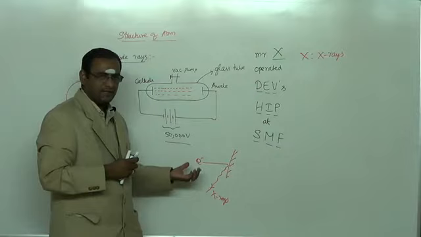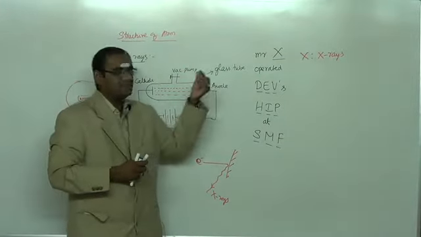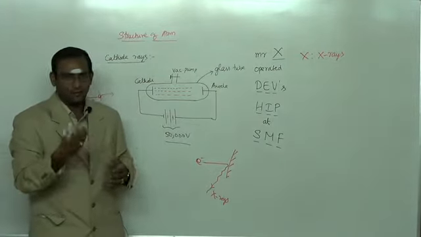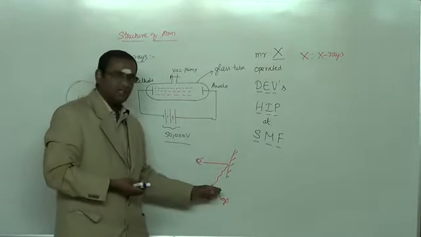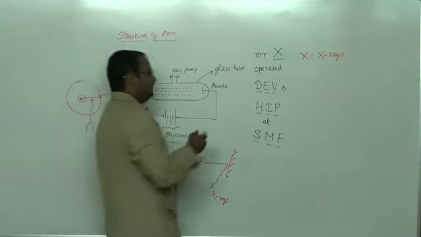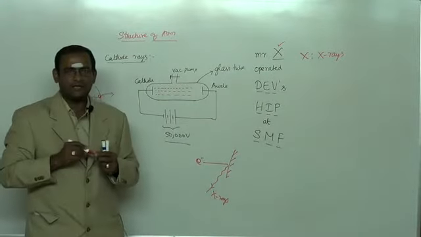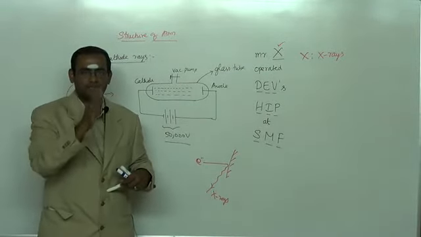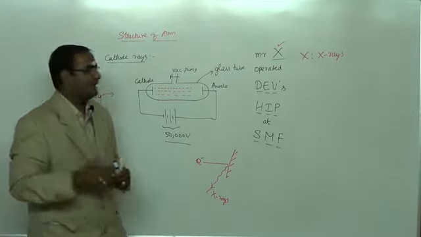Now we are interested in only the features of these cathode rays. X stands for X-rays. What are X-rays? When a fast moving electron is suddenly stopped by a solid target, X-rays are emitted. So therefore, first property over. X stands for X-rays. When fast moving electrons are suddenly stopped by a solid target, X-rays are emitted.